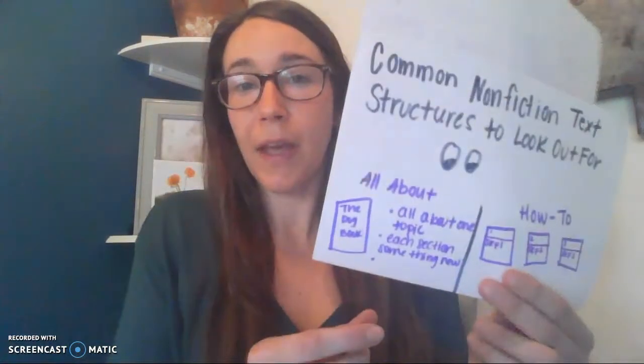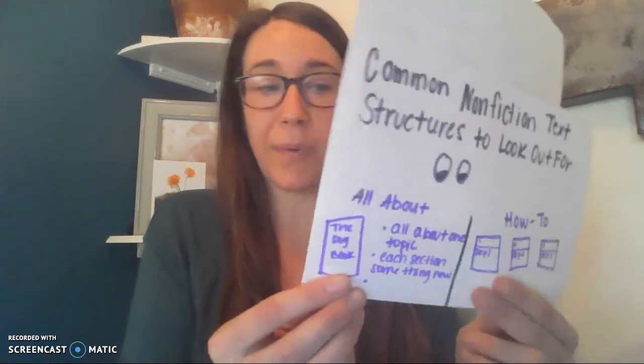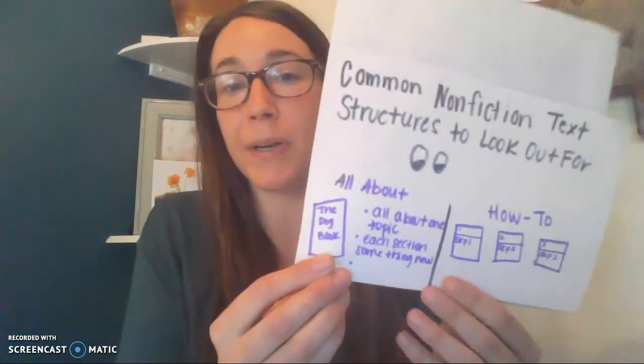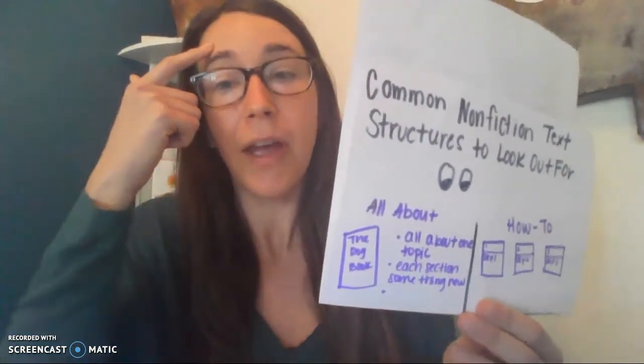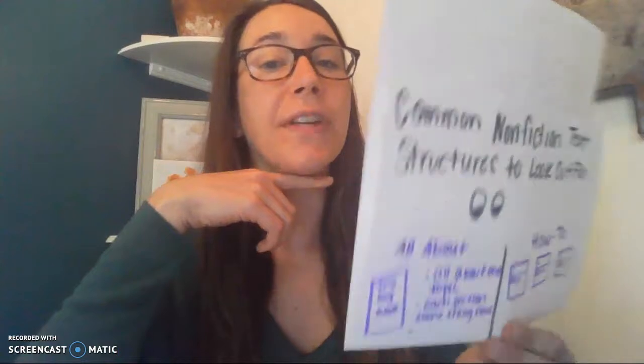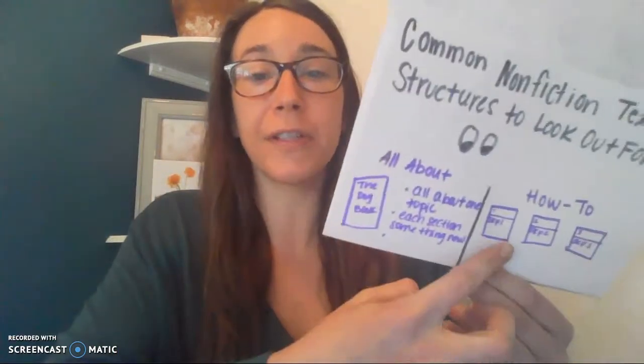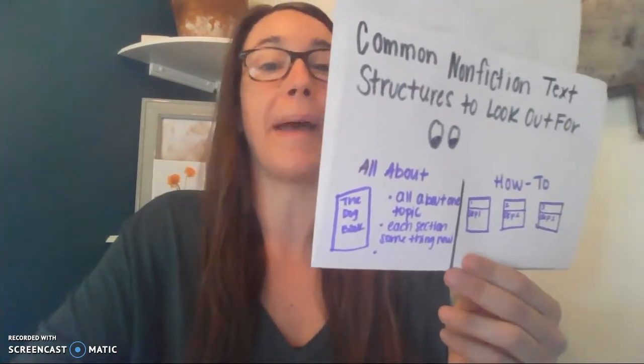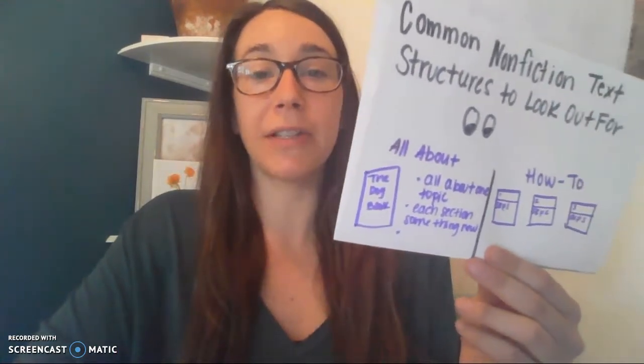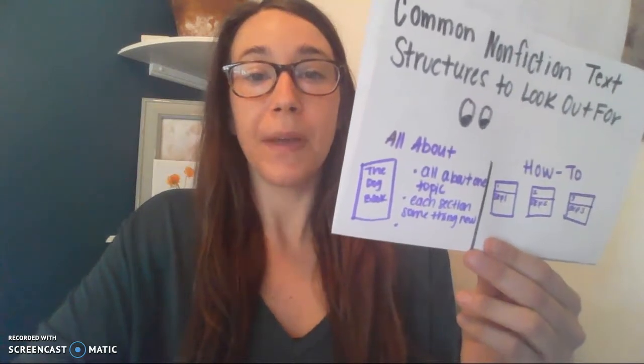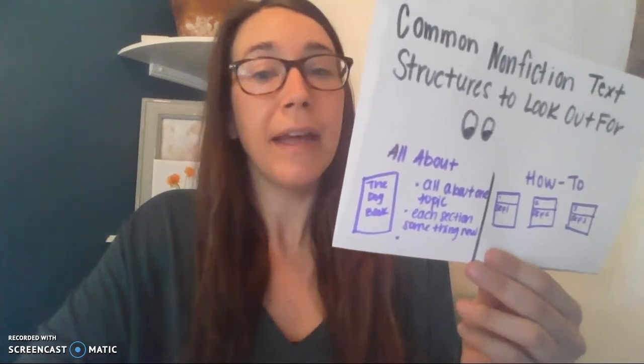So books are set up in different ways, so authors of nonfiction books can teach us different things. We're going to talk about 8 different nonfiction text structures, and the first one we're going to start with is the all about. An all about text structure would be all about one topic.